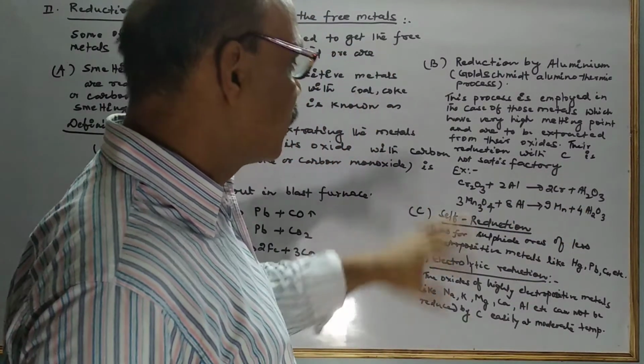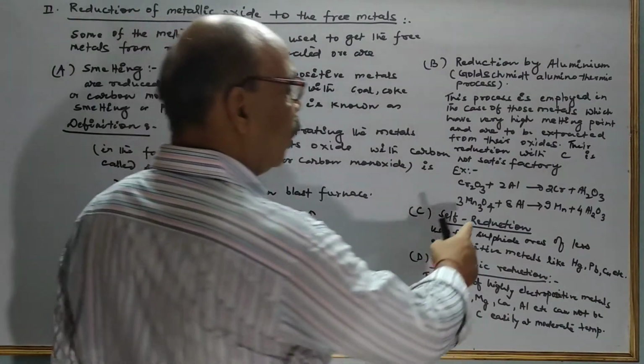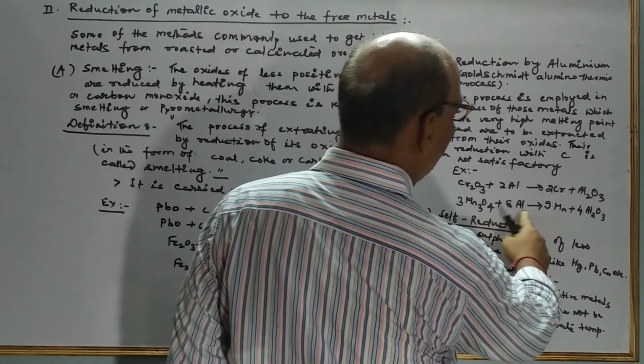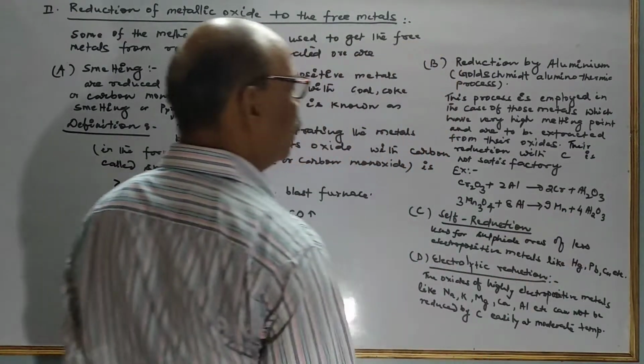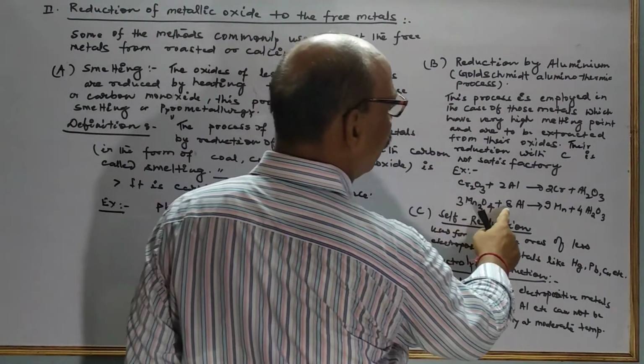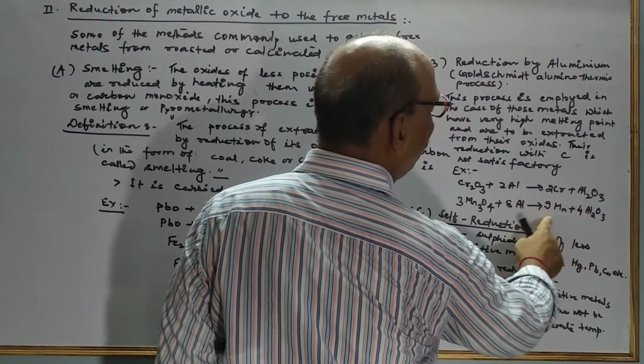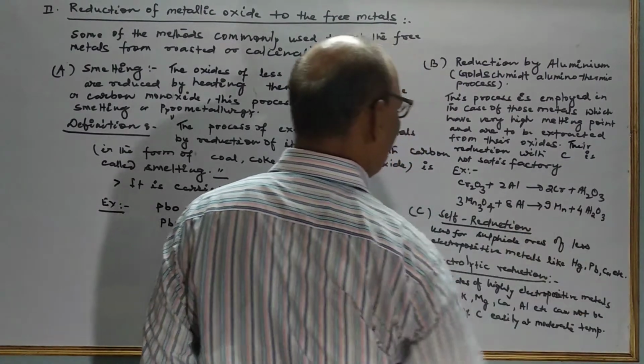Likewise, manganese oxide can also be reduced by the aluminothermite process. See the reaction here: 3Mn3O4 plus 8Al gives 9Mn, crude manganese, and alumina.